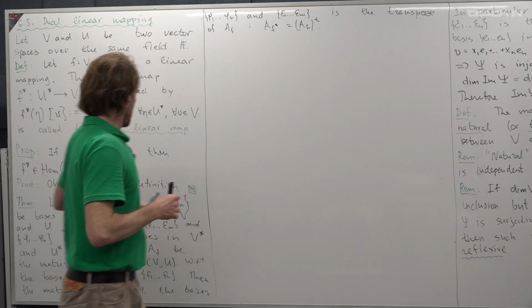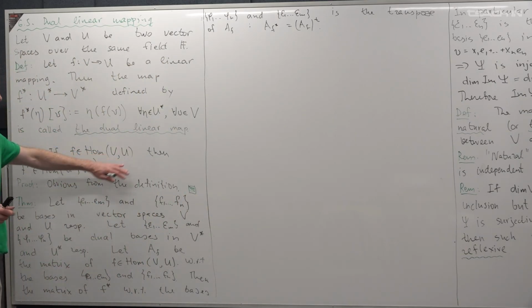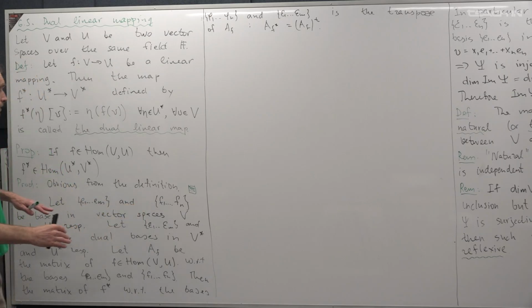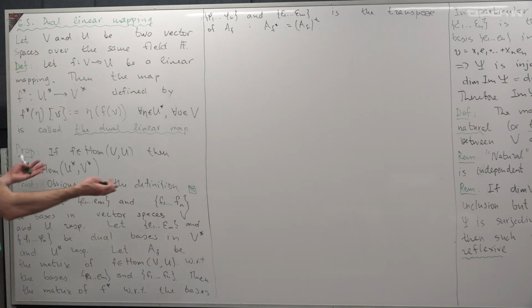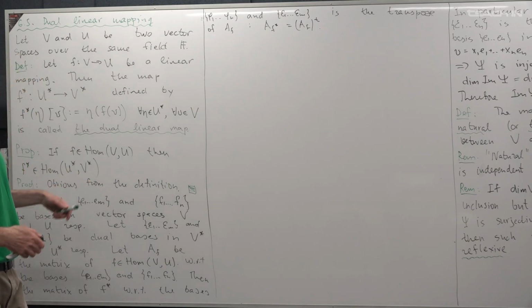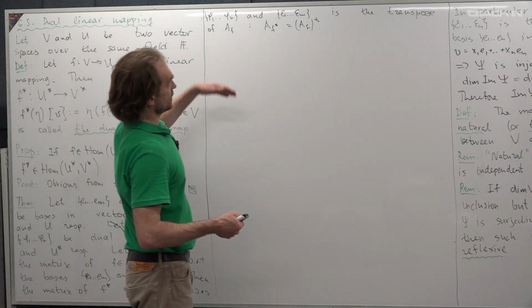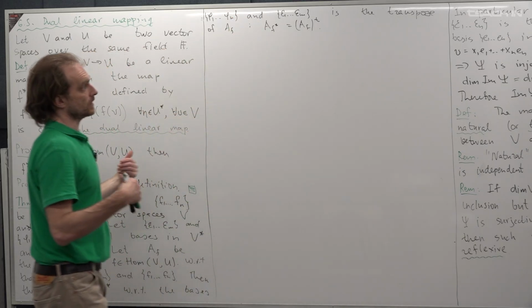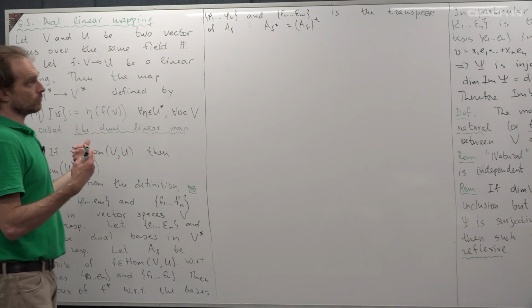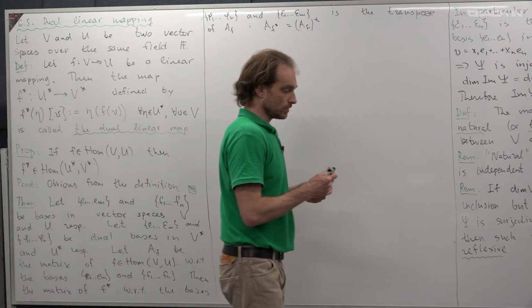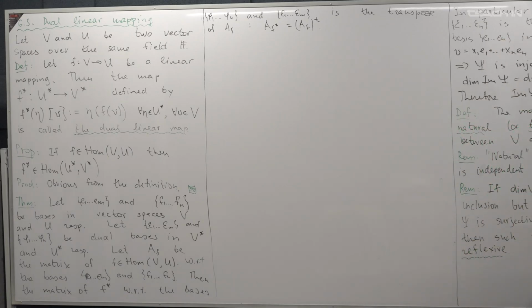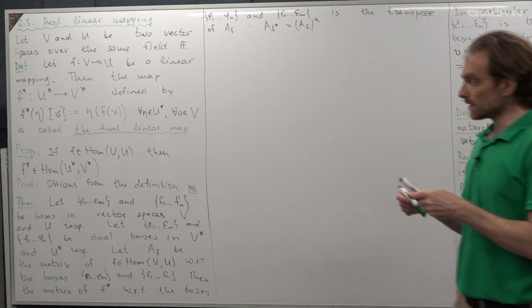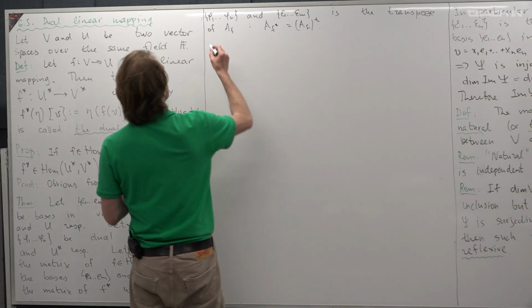So we have one mapping from V to U. So we fix a pair of bases in these spaces, and then we have the matrix of this mapping. Then we have a pair of dual bases in the dual spaces, and the claim is that the matrix of the dual mapping with respect to this pair of dual bases is nothing but the transpose of the matrix of the original linear mapping. So let us prove this theorem.